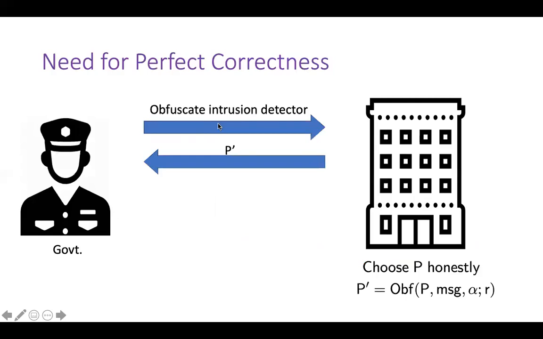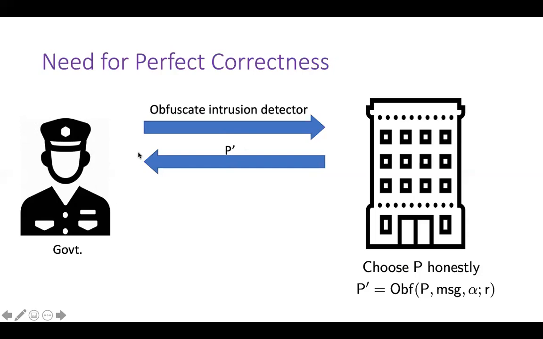Suppose the government wants to have an intrusion detection software. Basically, what the software does is, given the profile of a person, the software outputs one if he is an intruder. And the government outsources the job to some private company. In an ideal scenario, the company generates a program P honestly, obfuscates the program using lockable obfuscation, and gives the obfuscated program P prime to the government.